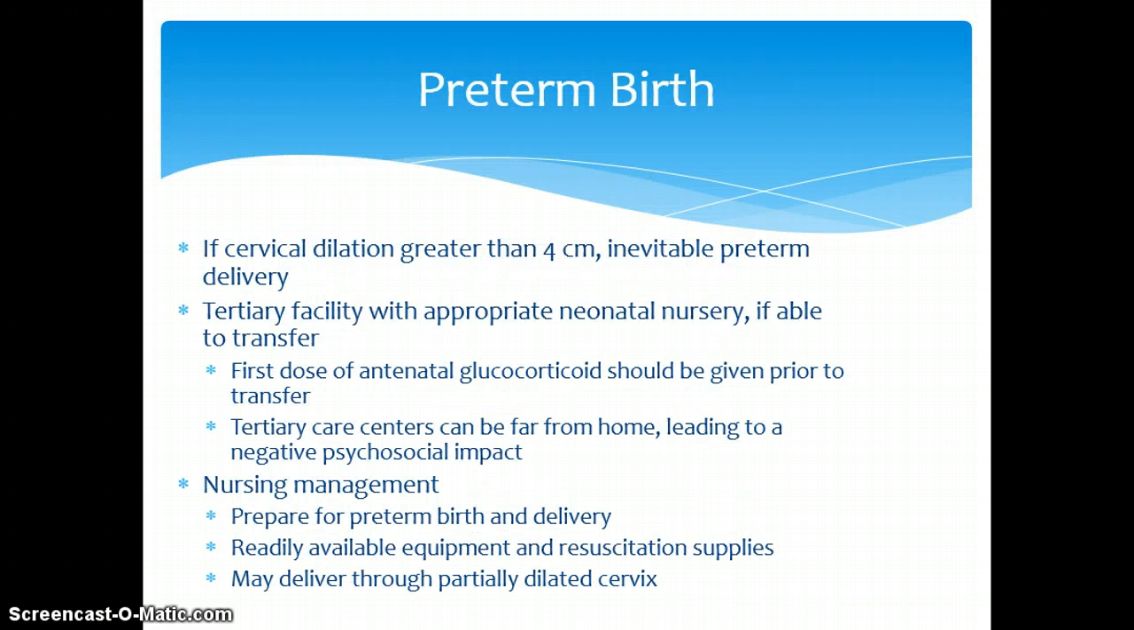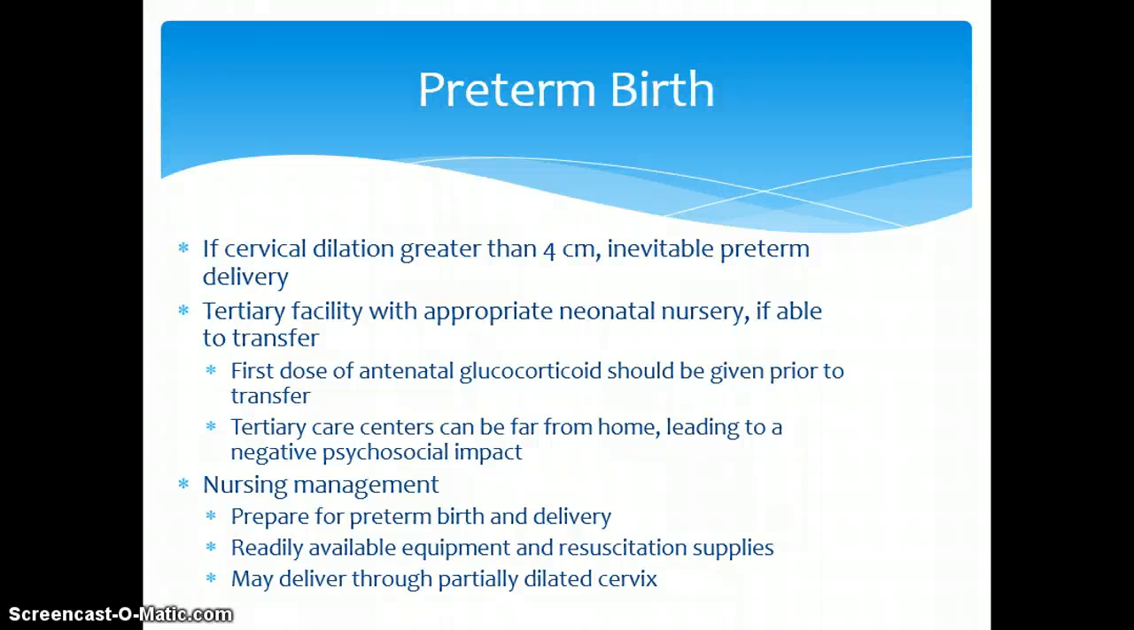Preterm birth: if the cervical dilation is greater than 4 centimeters, there's going to be an inevitable preterm delivery. The cervix does not have to be dilated to 10 centimeters in order to deliver a preterm baby. They can deliver through a partially dilated cervix. If there's going to be a preterm delivery, especially in this area, a tertiary facility with the appropriate neonatal nursery should be available, and if we can transfer mom during early labor, it's better for both her and the baby to be together in the same facility.